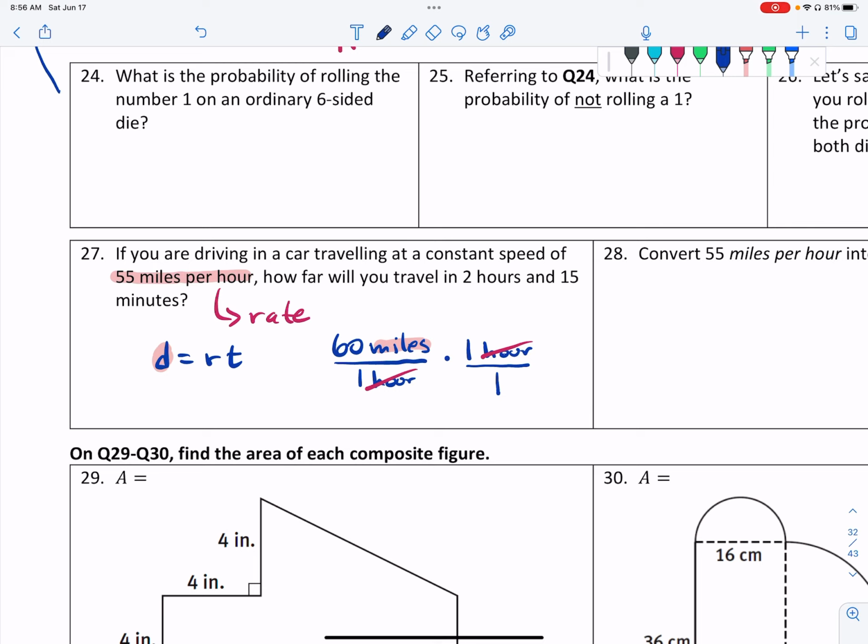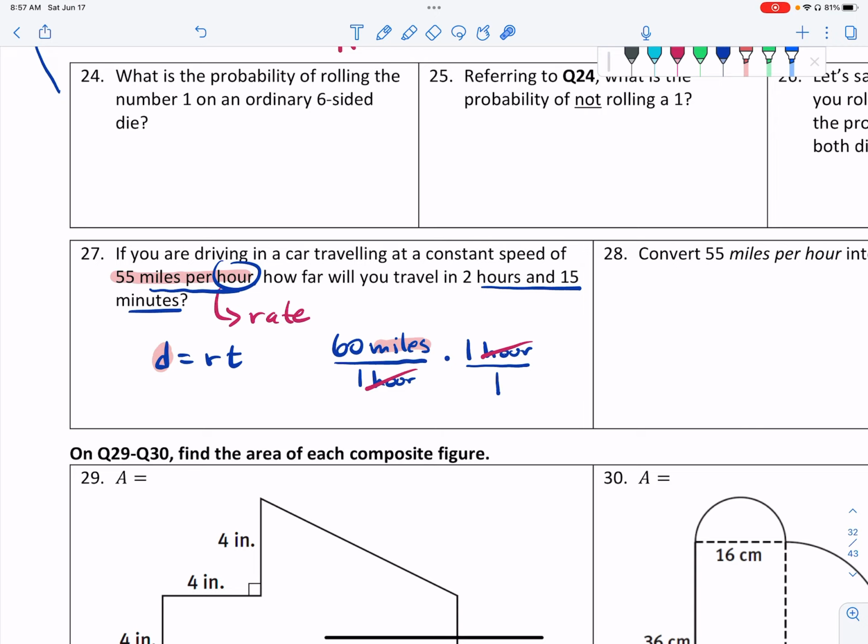Now, there's a little extra complication in this one. Miles per hour, like this 55 that's here, says hours specifically. It demands that you have hours for your time, but your time here is given in both hours and minutes. So you'll have to deal with how to get those into just hours. Not terribly difficult. I would just suggest taking those 15 minutes and using some sort of decimal or fraction in order to combine it with the 2 hours that's over here.